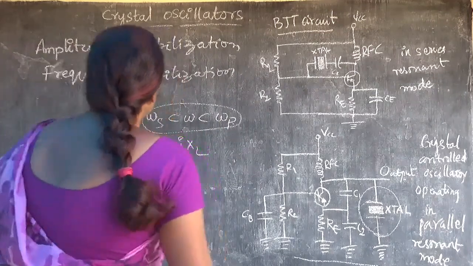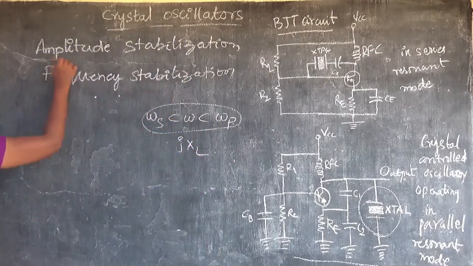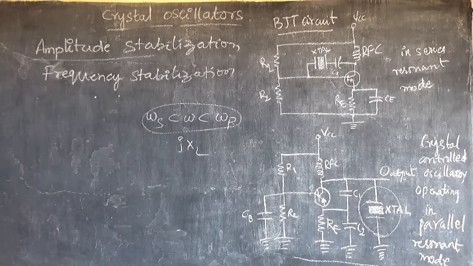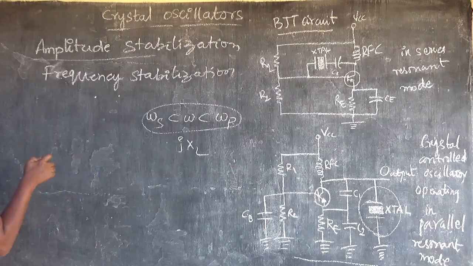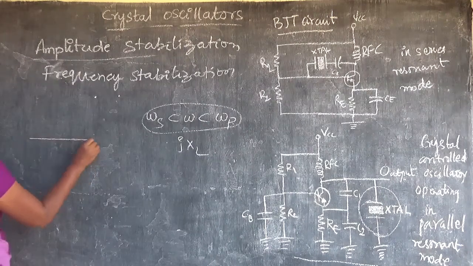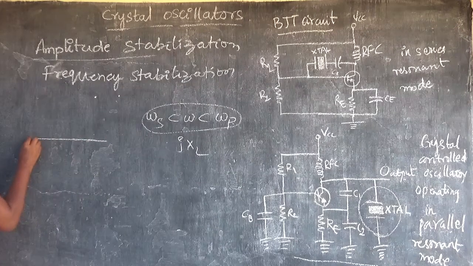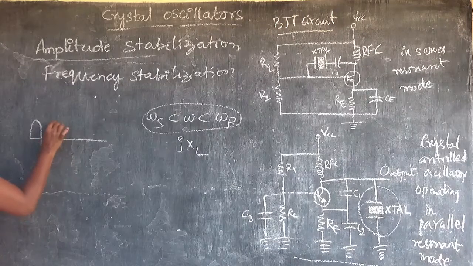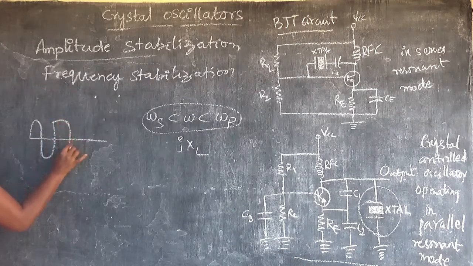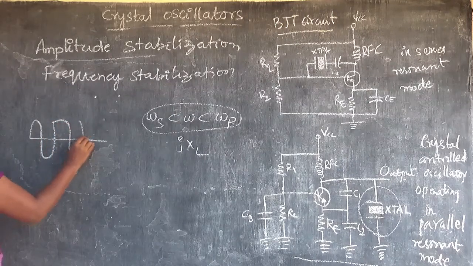Now, what is amplitude stabilization? You should know something about the oscillators. What are the oscillations we will get at the output of the oscillator? They should have a certain frequency and their amplitude must be constant throughout.